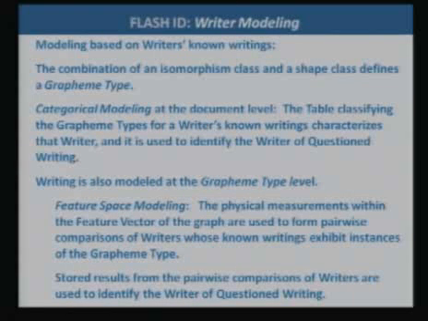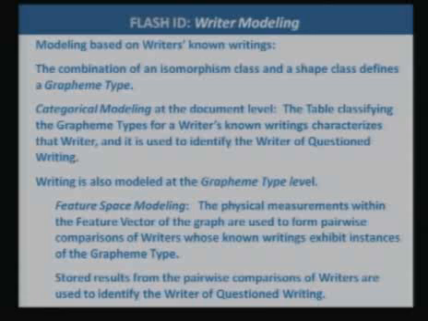We now move to the modeling that we do for a database of writers of interest, their known writings, putting them into an analysis database. The key element for that modeling is grapheme type. Grapheme type is a combination of the isomorphism and the shape, the two classifications. What that does, in particular, is allow us to compare writers that are very much alike.